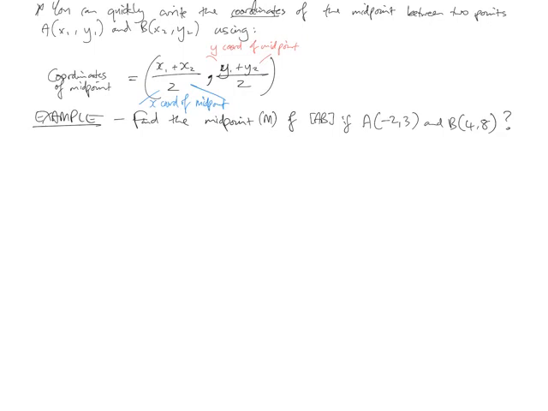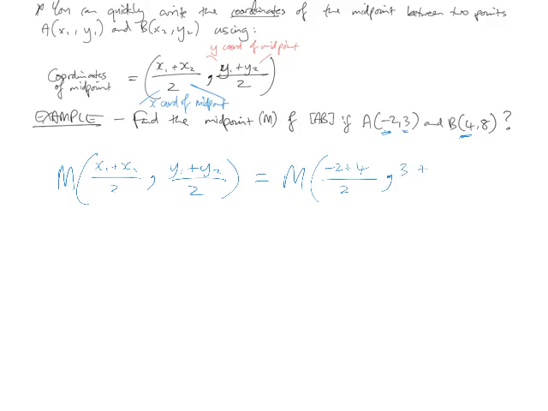You don't need to draw the diagram, you just go find the midpoint M. If A is negative 2, 3, and B is 4, 8. So you're just going to run this formula here. M is going to be x1 plus x2 over 2, y1 plus y2 over 2. So M is going to be, what is x1? It's negative 2, and you're adding, what is x2? 4. Because x2 is the x-coordinate of the second point. Divide that by 2, comma. y1 is 3, adding y2, which is 8, divide that by 2.